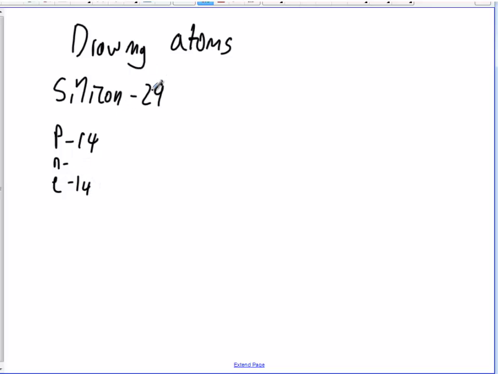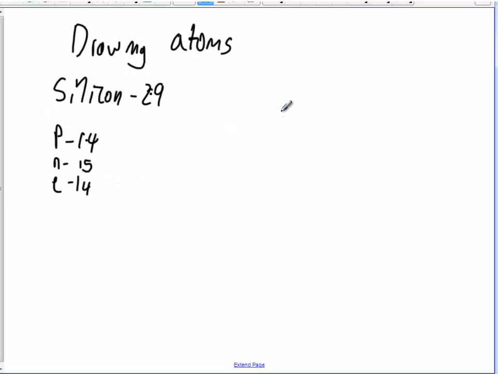Neutrons, how do I get neutrons? Well, 29 is the mass number. 29 minus 14 is 15. Okay, so I've got 29 total things in the nucleus. 14 of them are protons, that's why it's silicon. 15 of them are neutrons, and since the electrons and protons balance, I've got 14.